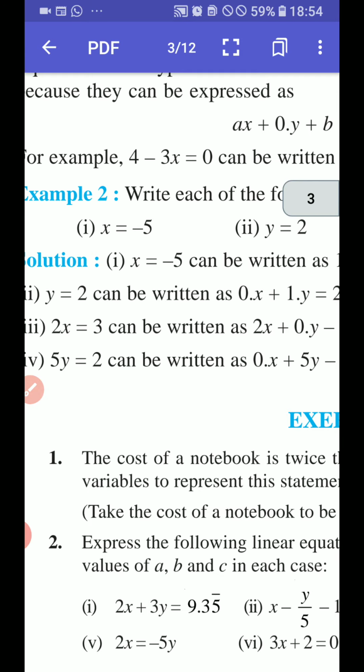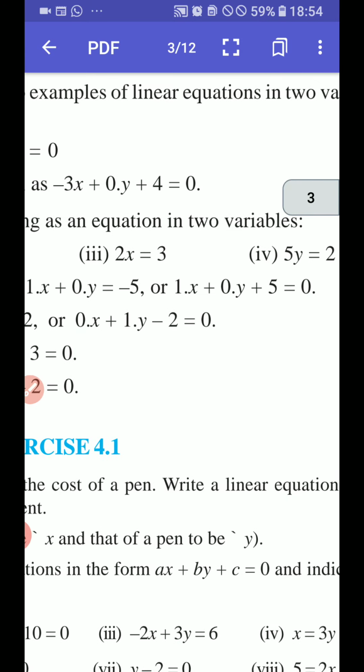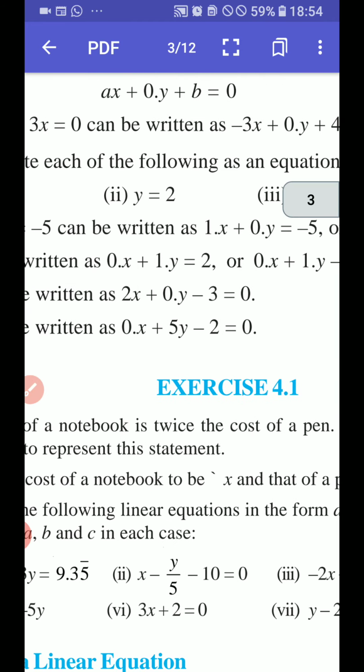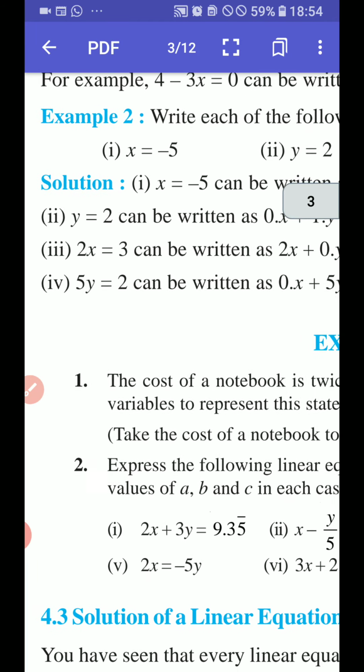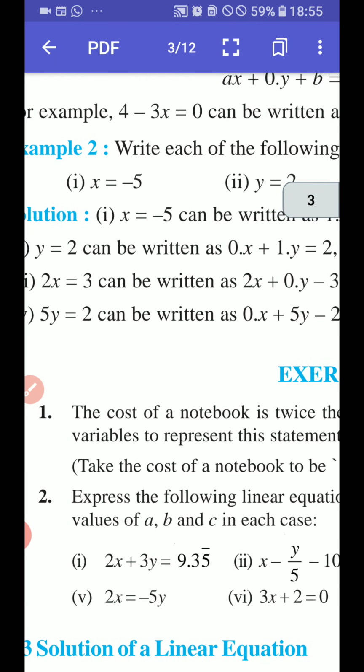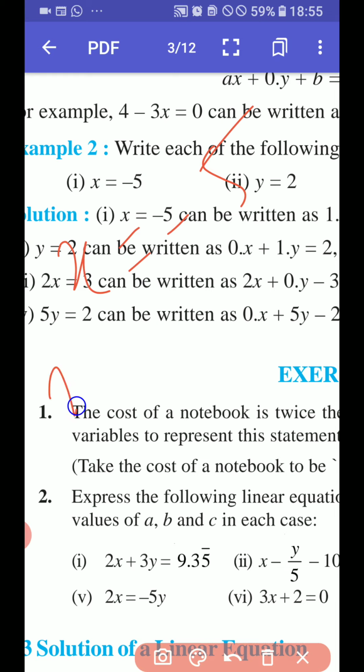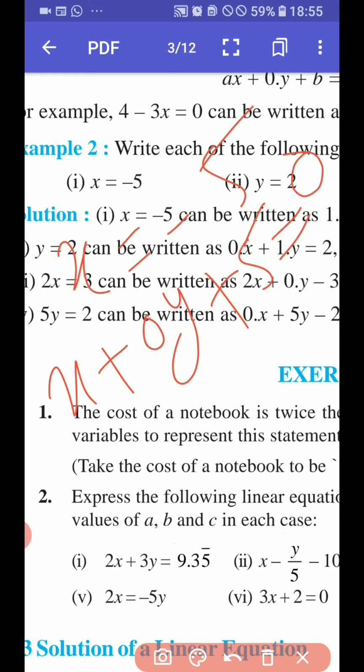Come to example number 2. Write each of the following as an equation in two variables. In the first part you have a linear equation in one variable, but you have to write it as a linear equation in two variables. Means you have to write in the form of ax plus by plus c equal to 0. You are given x equal to minus 5. Means you can write x plus 0y. You can put this value on the left hand side, it will be plus 5 equal to 0, right?